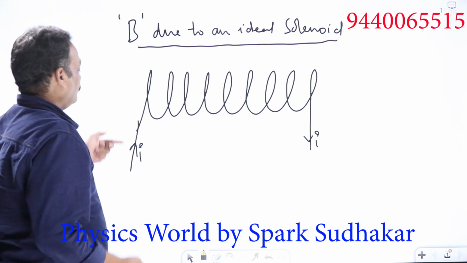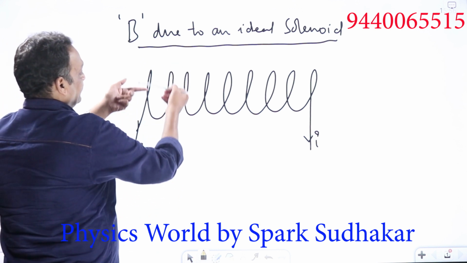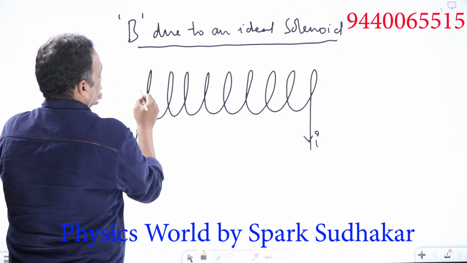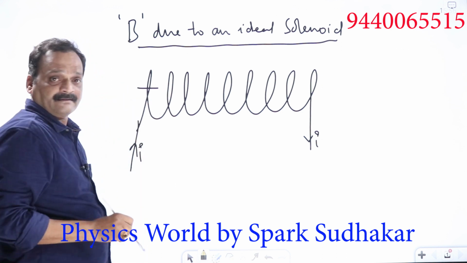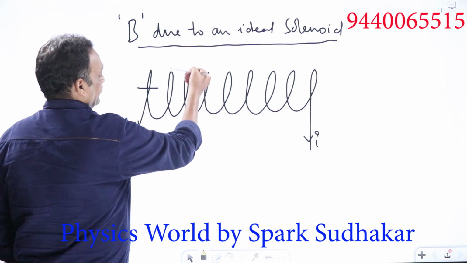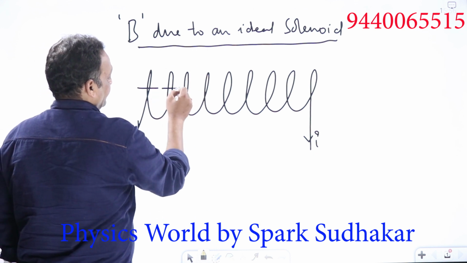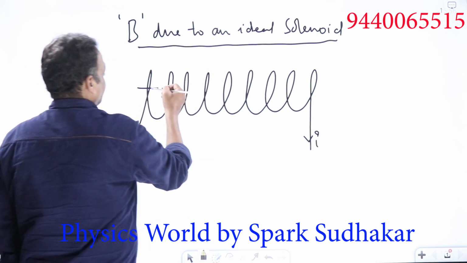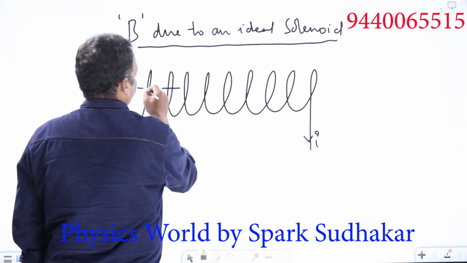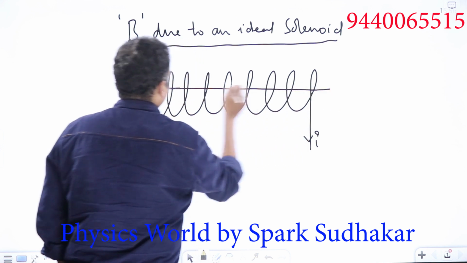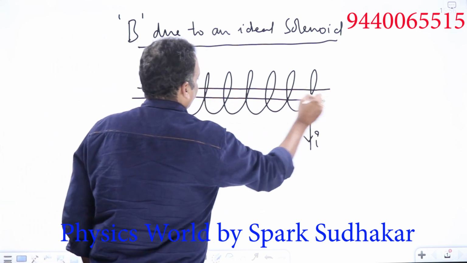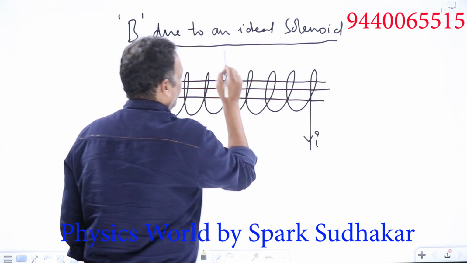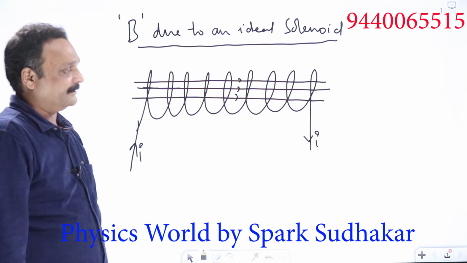Now what is happening here? This is a current turn. Current is flowing like this. So inside the solenoid, the magnetic field line because of this turn will be like this. Current is in this turn also, and the magnetic field due to this turn will be in the same direction. Current in all the turns will produce almost a uniform magnetic field everywhere inside the solenoid like this.